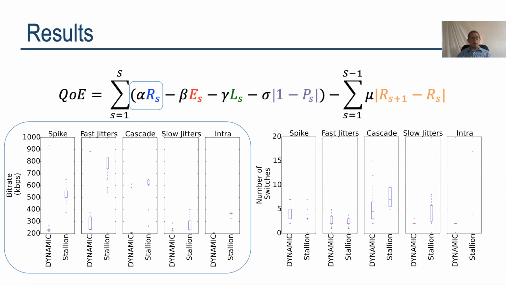For each of the QoE metrics, we have a box plot. For each box plot, the middle represents the median. The bottom of the box represents Q1, and the top of the box represents Q3 of the dataset respectively.